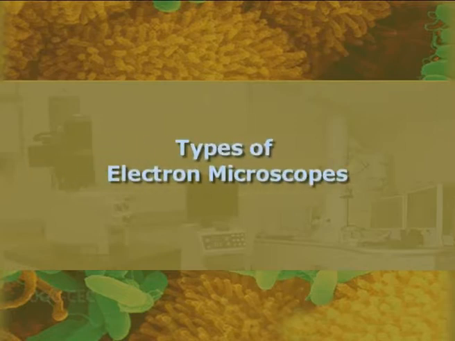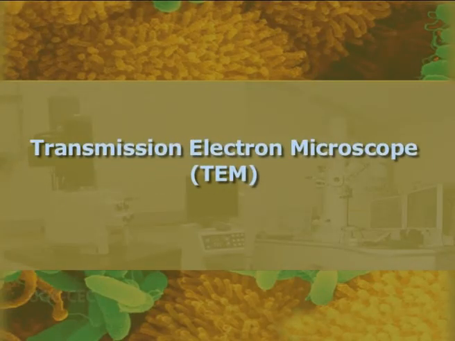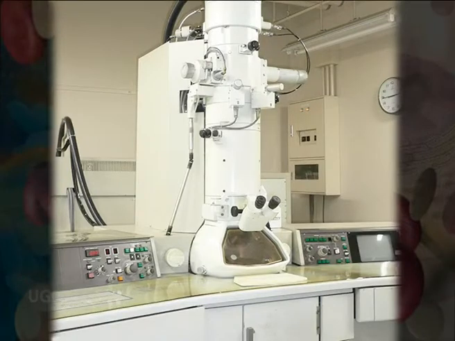Types of electron microscope. Let us explore different types of electron microscopes in terms of their principles, construction and working. Transmission electron microscope. The first type of electron microscope invented was the transmission electron microscope. Let us understand the main principle of transmission electron microscope or TEM.